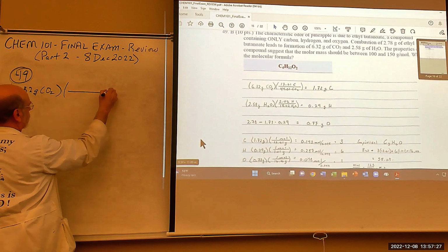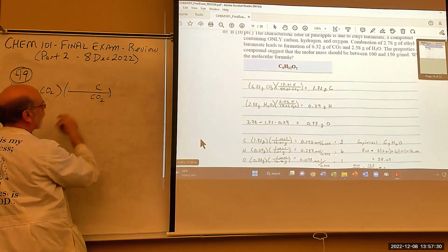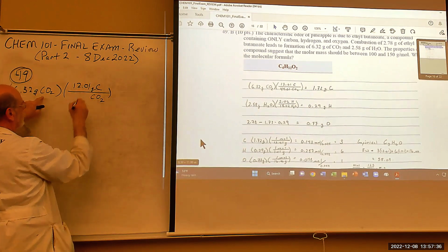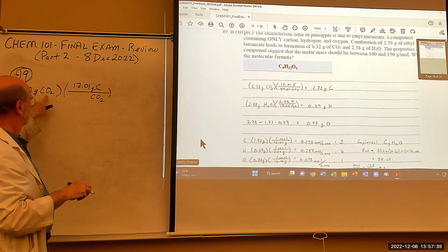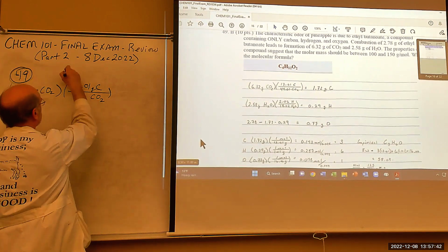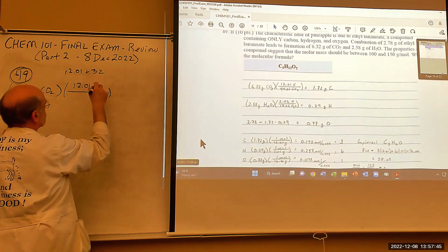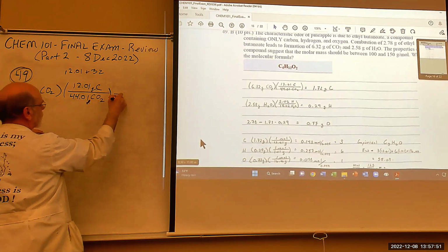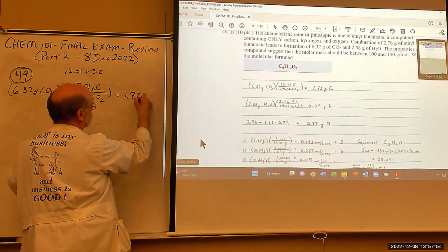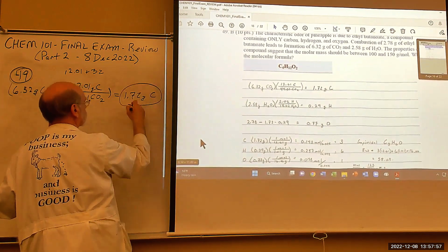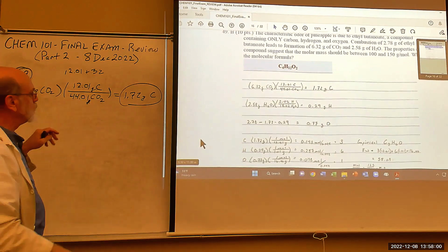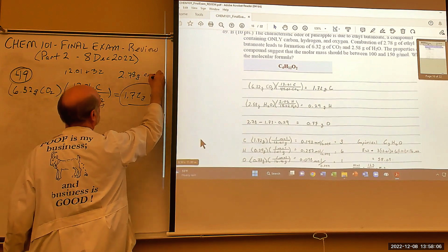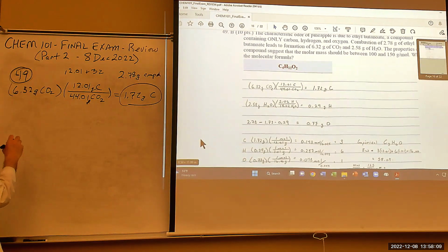Well, we need a conversion factor that gets rid of carbon dioxide and leaves us with carbon. Right? One carbon is 12.01 grams. Carbon dioxide is 12.01 plus 32 for the two oxygens. So that's why we have 44.01 grams of carbon dioxide. And that gives us 1.72 grams of carbon, right? So we know how much carbon was in the original sample of 2.78 grams of the compound.